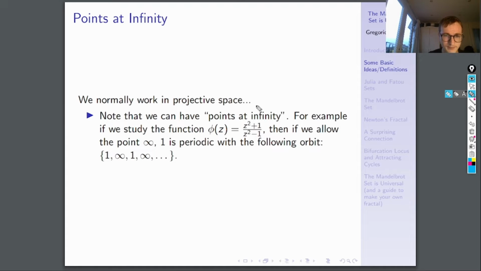So if we study this function, phi of z equals z squared plus 1 over z squared minus 1, then if we allow the point infinity to make sense, then 1 is periodic, because when we plug in 1, this blows up, and then when we plug in infinity, we get back to 1, so it's kind of looping. So that's why if you read some complex dynamics paper, they might be working in projective space, because that includes the point infinity. Okay, good.